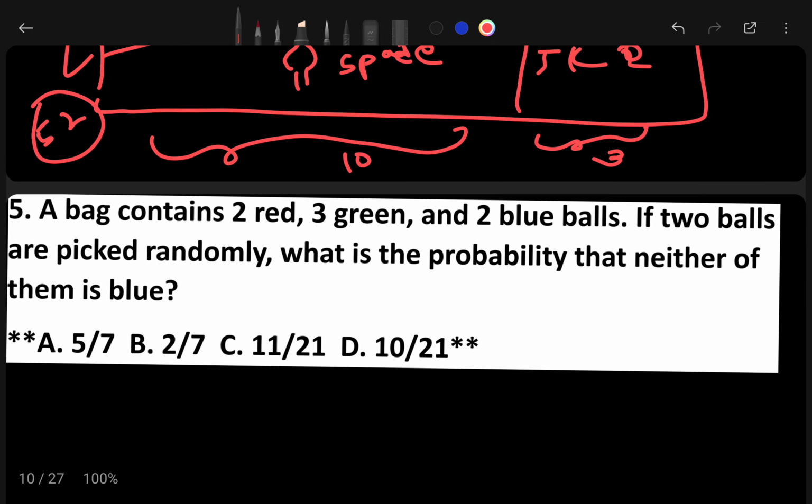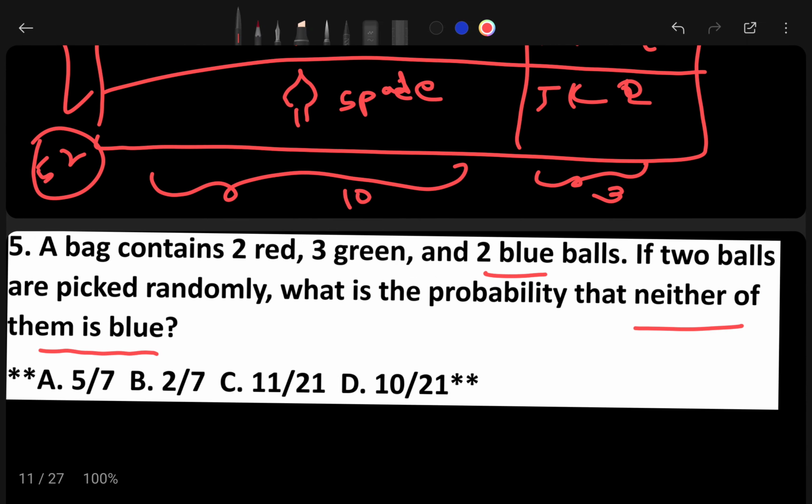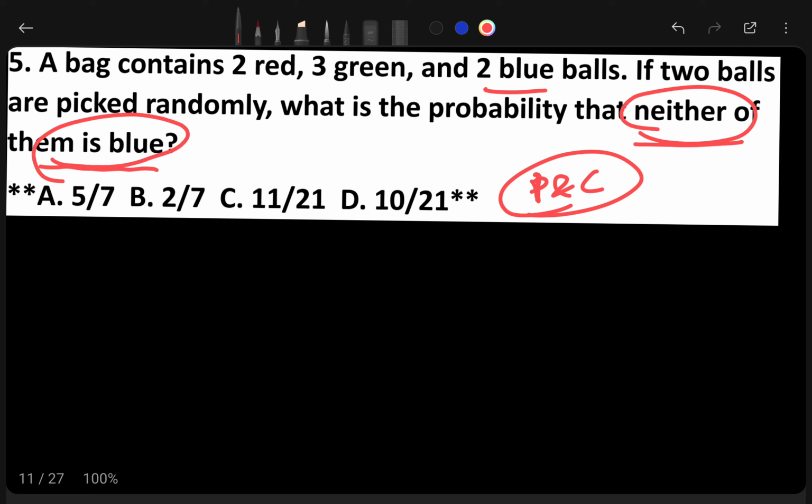Okay, now we shall go for our problem. A bag contains 2 red, 3 green, and 2 blue balls. If 2 balls are picked randomly, what is the probability that neither of them is blue? Simple. This is the first type. This is a permutations and combinations model. See, what we need to do here is simple. 2 red, 3 green, and 2 blue balls. Neither of the balls is blue. See, how many balls are there such that they are not blue?